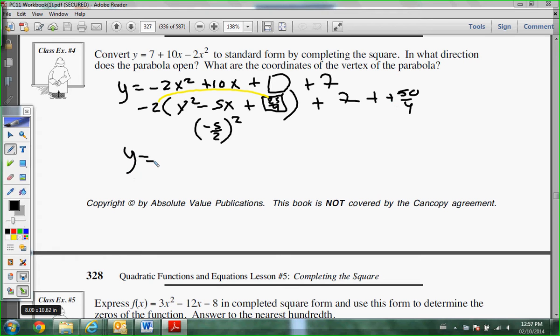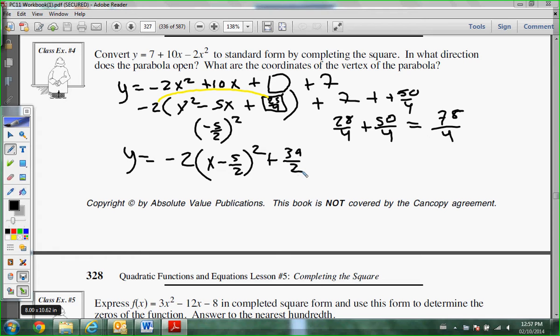Okay, so let's get 7 in terms of fourths. Well, first off, let's shrink this down. (x minus 5/2) squared. That's my first chunk. Now simplify the end. 7 in terms of fourths is 28 fourths plus 50 over 4 gives me 78 over 4. And that reduces to 39 halves. So there's your standard form equation. Again, my vertex is 5/2, 39 halves.